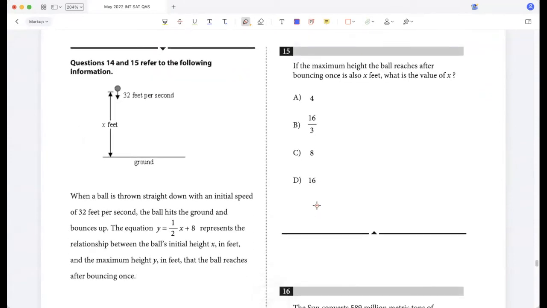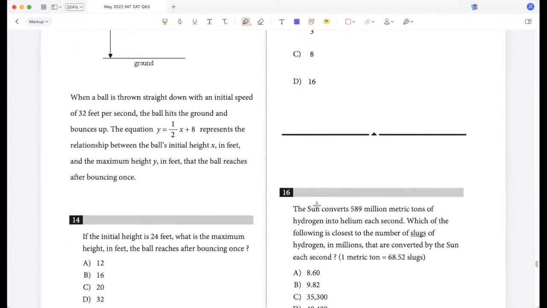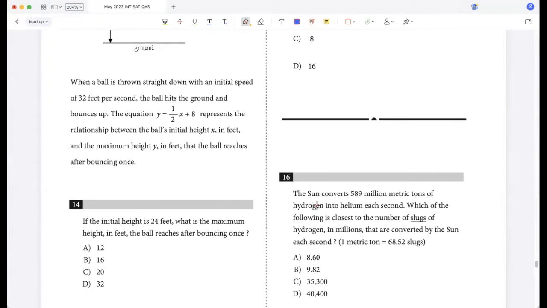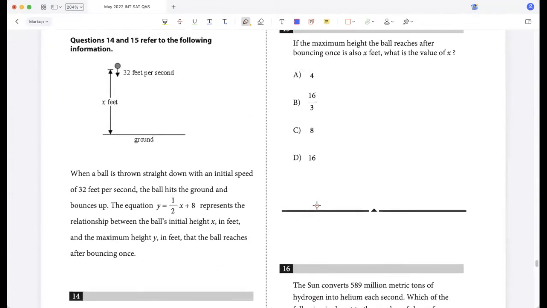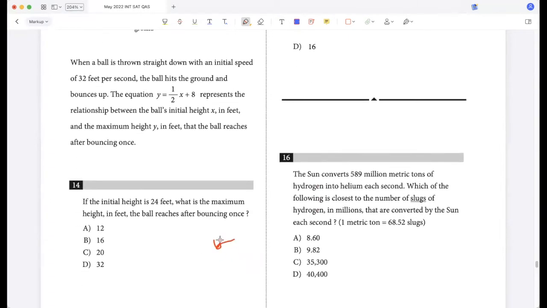When a ball is thrown straight down with an initial speed of 32 feet per second, the ball hits the ground and bounces up. The equation represents a relationship between the ball's initial height and the maximum height that the ball reaches after bouncing once. If the initial height is 24 feet, what is the maximum height the ball reaches after bouncing once? So x is the initial height, right? So y will be 1/2 times 24 plus 8. So 12 plus 8, which is 20.